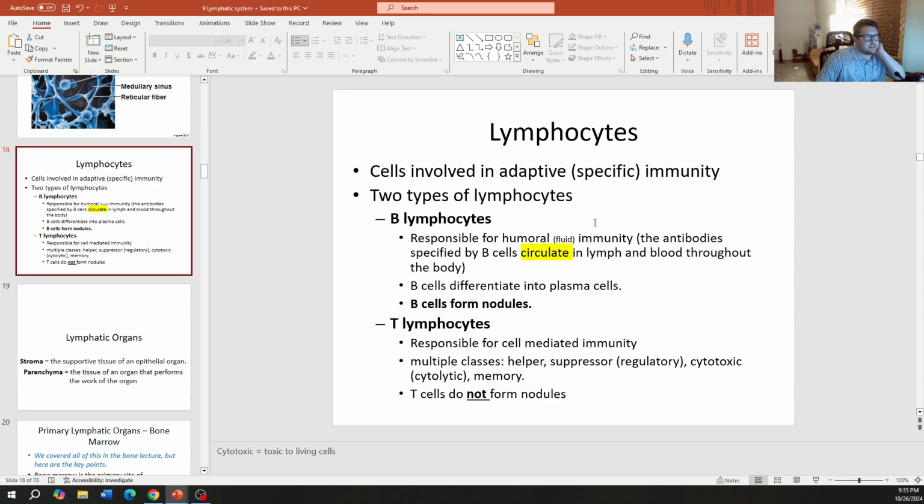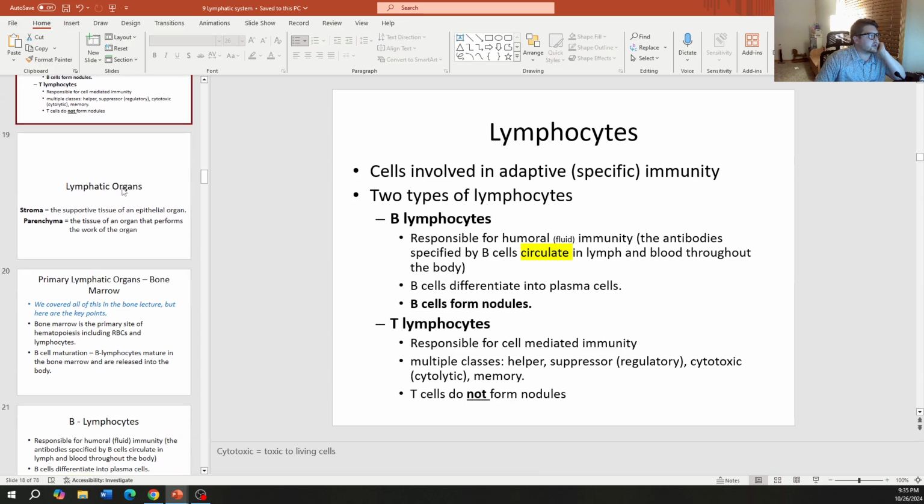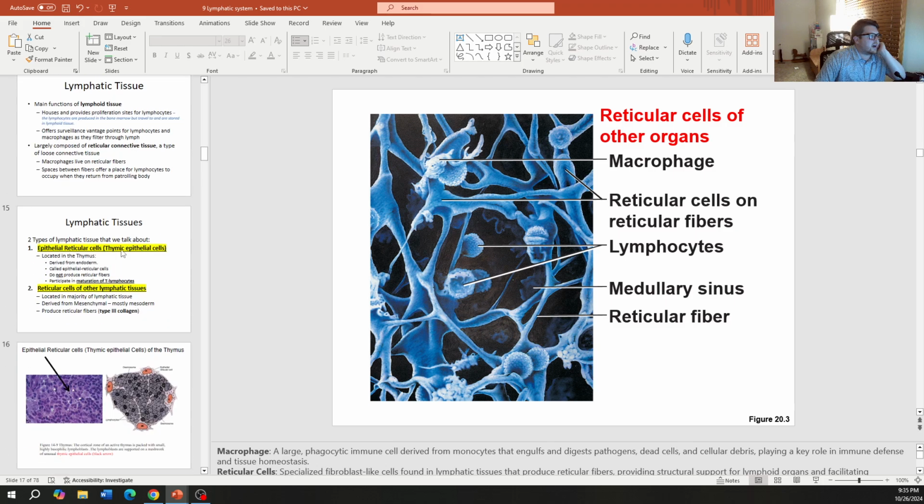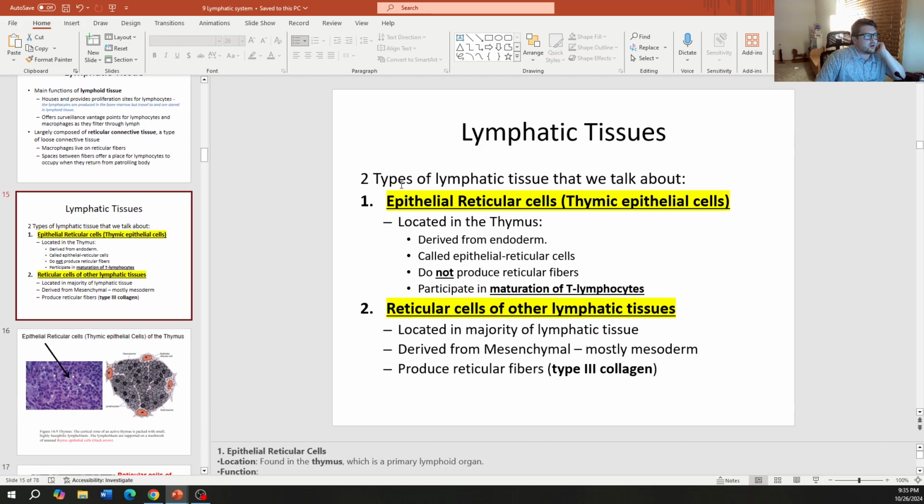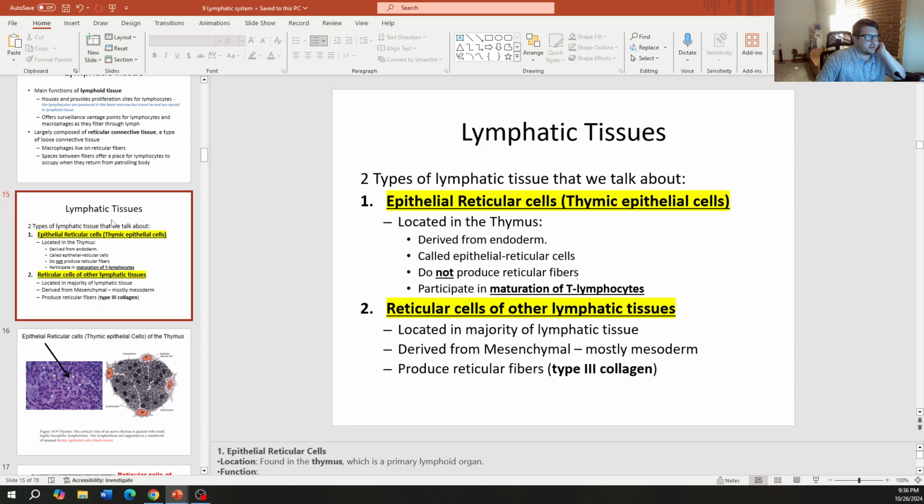We're going to come back to this again and look at each of these a little bit more specifically. But the two types of lymphocytes we're looking at are the B lymphocytes and the T lymphocytes. Okay, so that completes our lymphatic tissue. Again, remember the two types of tissue: essentially the thymus tissue and then all of the other tissue. So epithelial reticular cells, and then reticular cells of other lymphatic tissues.